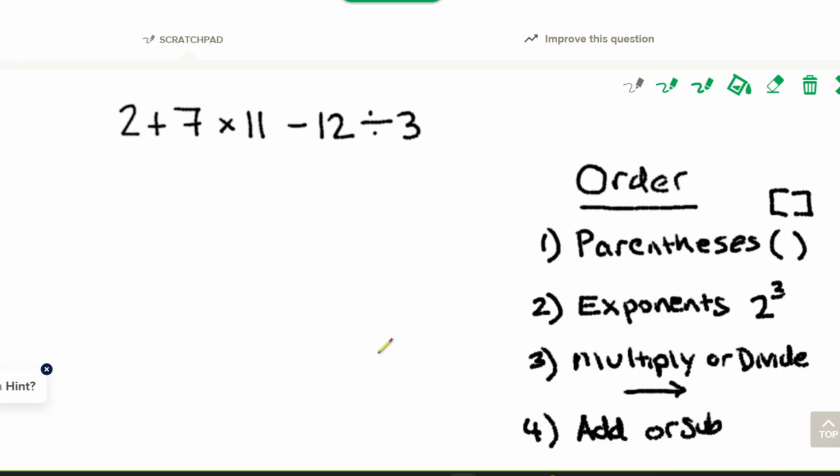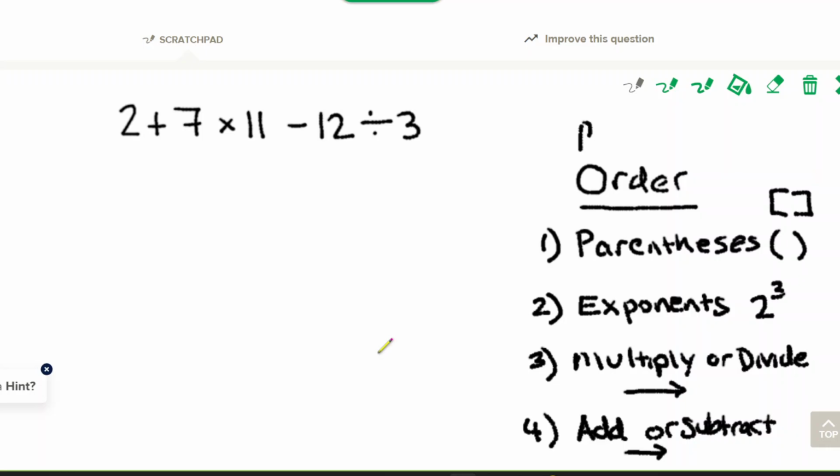So as you go from left to right, and again, I'll do the left to right arrow here, right? Add or subtract from left to right. After you've done your multiplication and division from left to right, then you go through and do addition and subtraction from left to right.